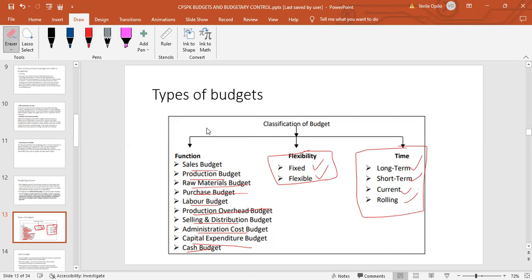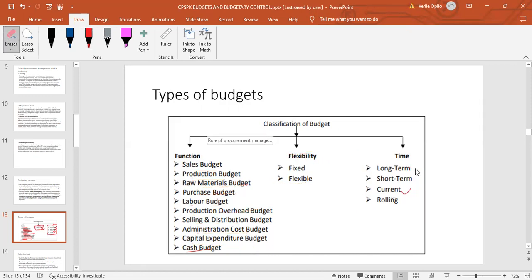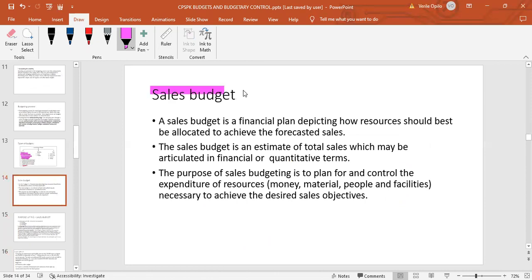So all these kinds of budgets can be prepared, and the business can prepare the type of budget that they feel is suitable for their company. You'll find that the most common budgets which we are going to look at will be the sales budget, production budget, the purchase budget, the labor budget. Those are the ones that we will be looking at in this particular unit. So we shall start off with the first one, which is the sales budget.